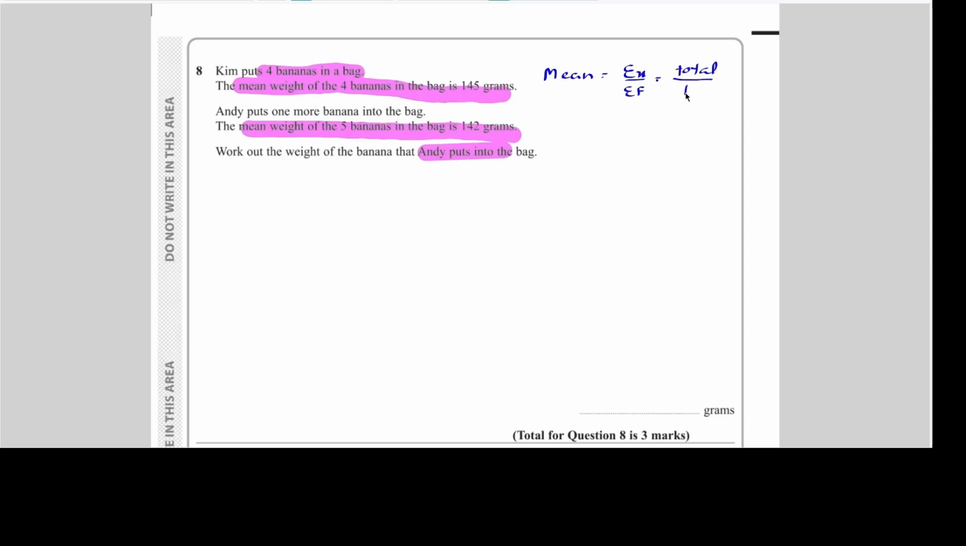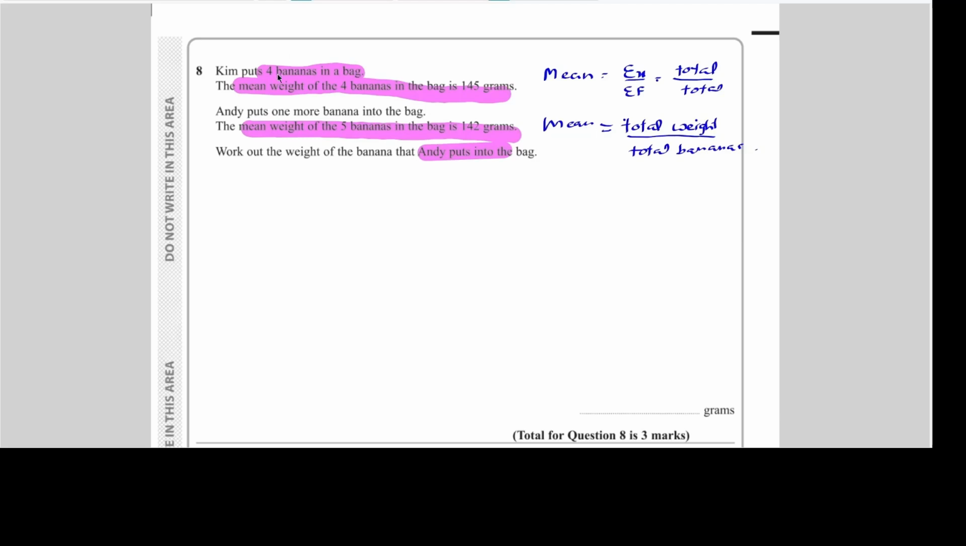Here, total frequency. So if I adapt this formula to this sum, the meaning of this one is total weight, right? Total weight. Here, total number of bananas. Total number of bananas. Right. This is mean.